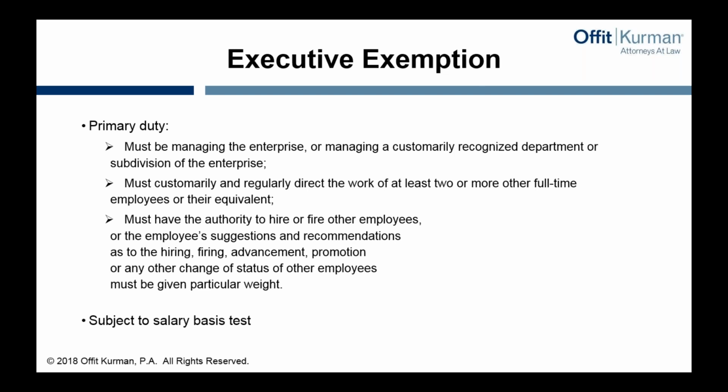So if you're supervising one person or a department of one, for example, you don't qualify for the executive exemption. Maybe there's a way to qualify for the administrative exemption, or maybe there's some other exemption out there, but you're not going to qualify unless you're actually supervising two or more full-time employees or equivalents. Then the second component of this is you have to have some actual measure of authority. So oftentimes this comes up in the context of somebody who's a team lead.